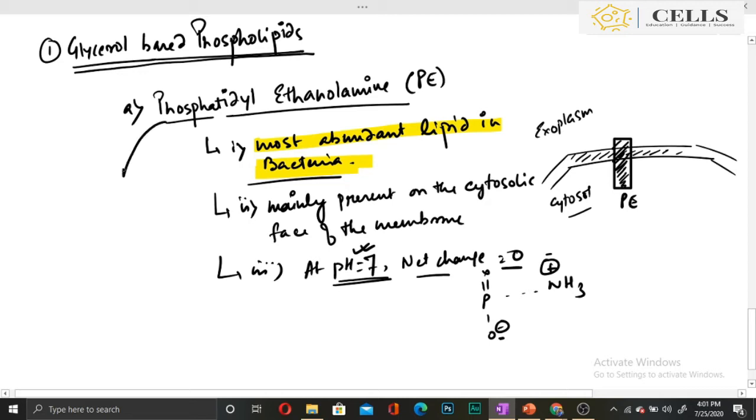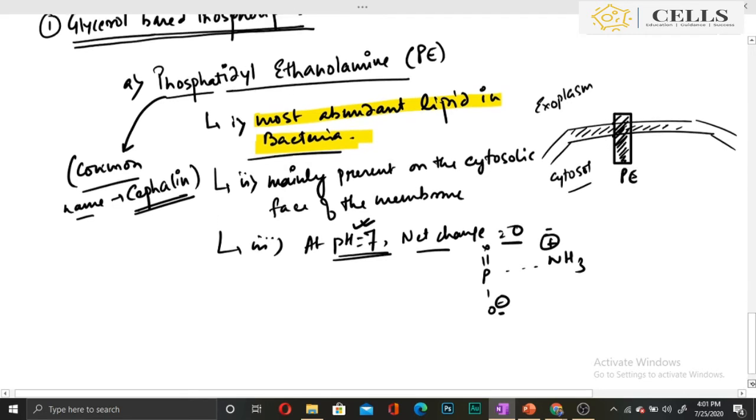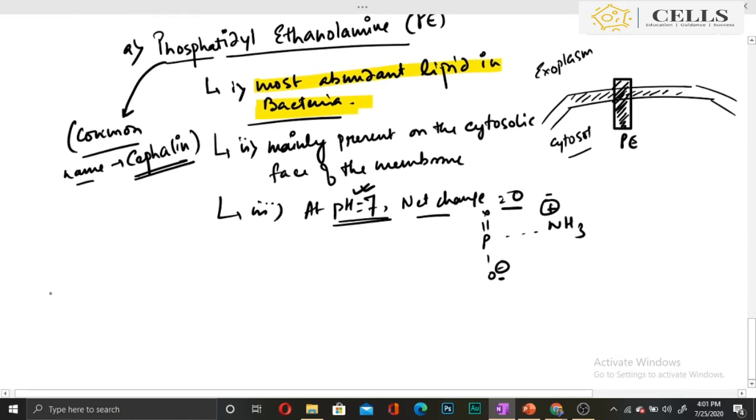And this phosphatidyl ethanolamine is referred to by its common name. There are certain exams like JNU that ask questions on the common name. The common name is cephalin. Why is it so? Any particular reason? I will be telling you all these things, don't worry about it. Just wait for a few minutes.